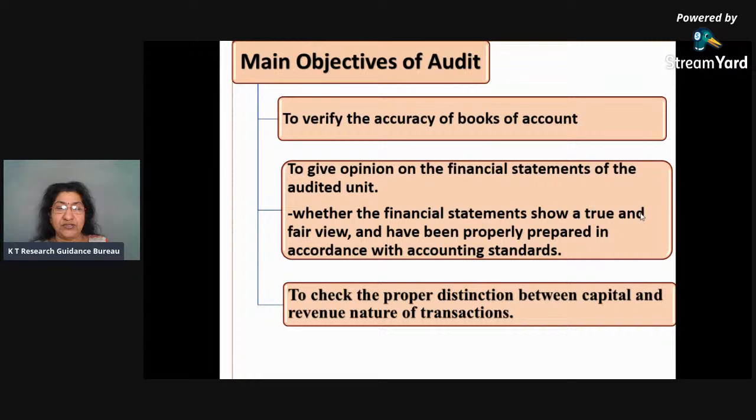Third main objective is to check proper distinction between capital and revenue nature of transactions. You know, capital expenditure and revenue nature type expenditure, accountant has to classify them. I will give you one example for that. Suppose a company purchased a machinery in 10 lakhs of rupees and for the installation, transportation, company spent 1 lakh rupee for that one.